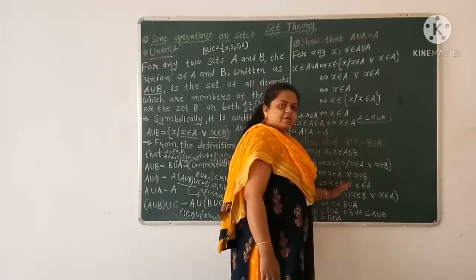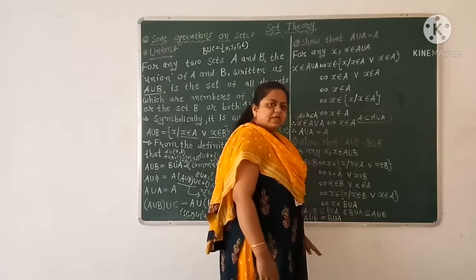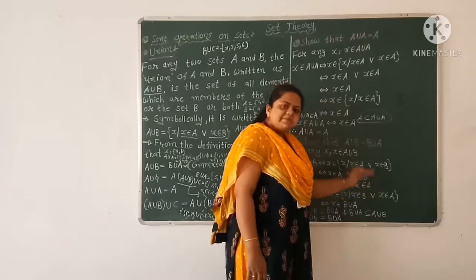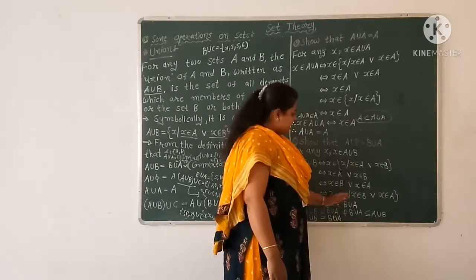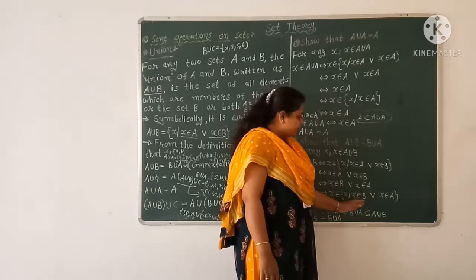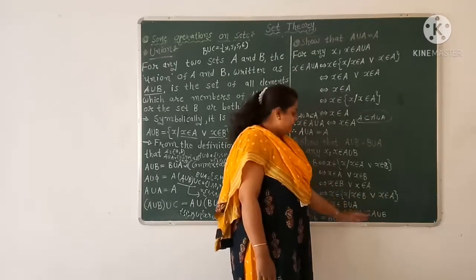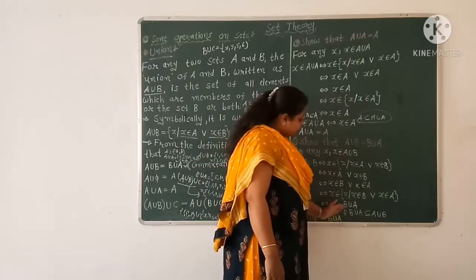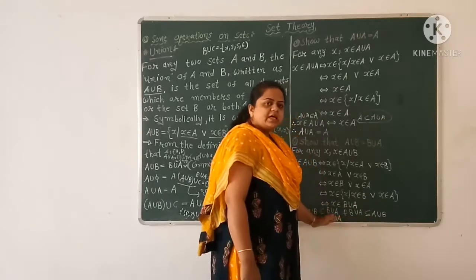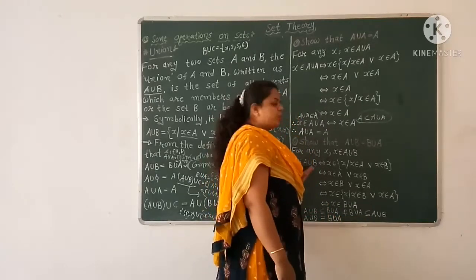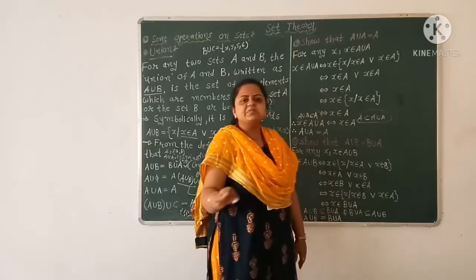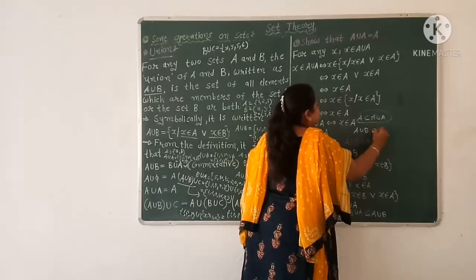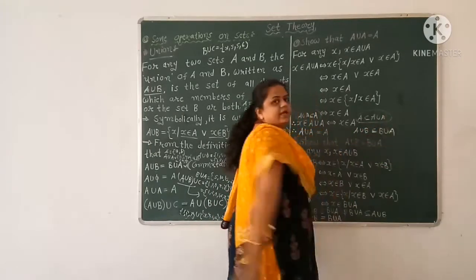So, x belongs to A or x belongs to B implies x belongs to B or x belongs to A implies x belongs to the set of x where x belongs to B or x belongs to A. Now by the definition of union, we say that x belongs to B union A. So here we prove that x belongs to A union B implies x belongs to B union A. That means A union B is a subset of B union A.